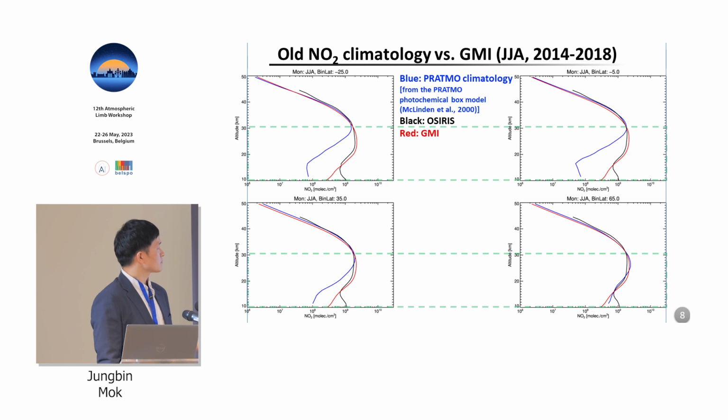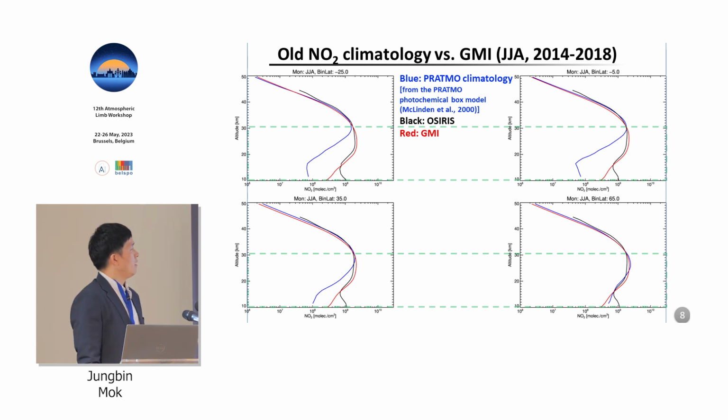We also compare the old NO2 climatology with GMI during June, July, August from 2014 to 2018. The blue, black, and red lines show the Platmo climatology, which is the old climatology we use, and OSIRIS and GMI. You can see overall OSIRIS and GMI show very similar profiles in this region. However, Platmo significantly underestimates below 30 kilometers, as you can see.